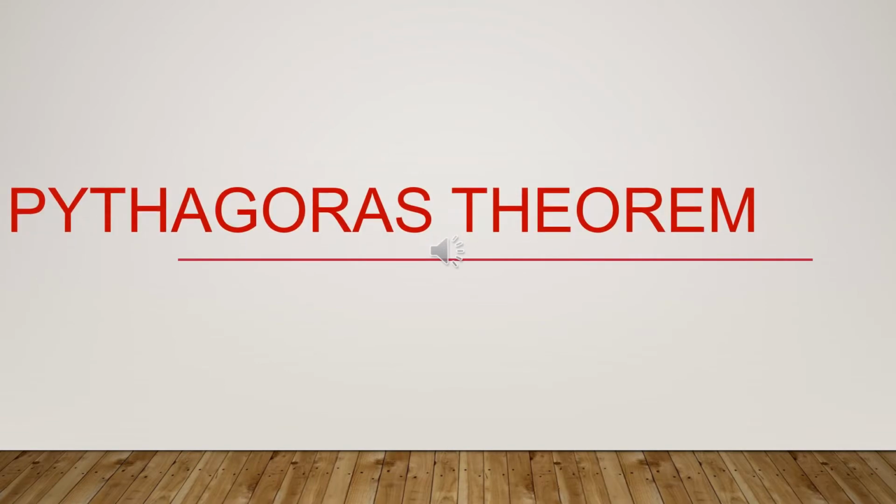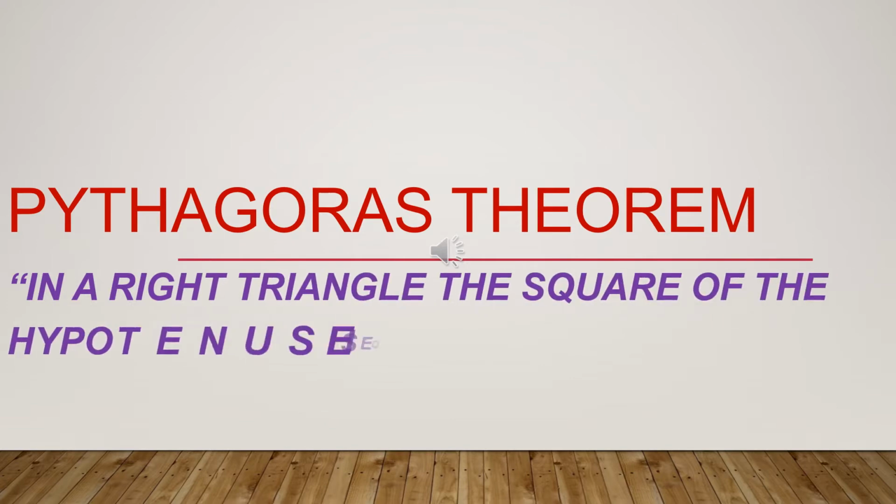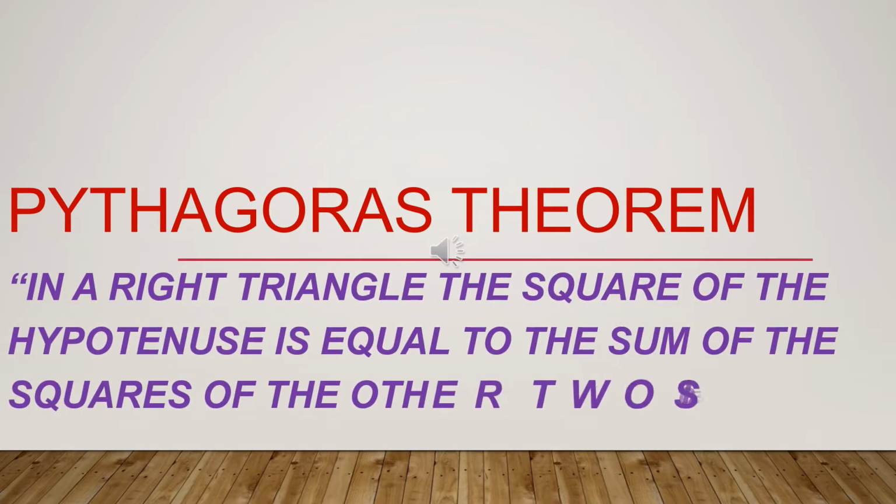Dear students, today we are discussing the proof of Pythagoras theorem. The statement of the theorem is, in a right angle triangle, the square of the hypotenuse is equal to the sum of the squares of the other two sides.